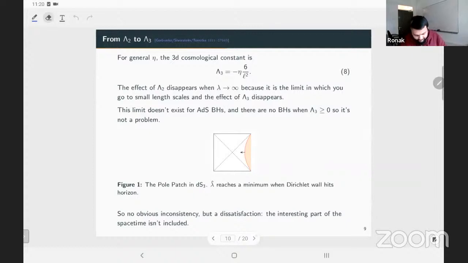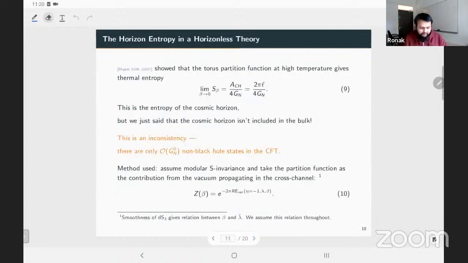But this was the situation for a while, till this paper by Vasudev Shyam came out, which found an actual inconsistency, where he showed that the torus partition function of the de Sitter theory at high temperature gave us a thermal entropy. It gave us the Gibbons-Hawking entropy. So we have a theory without a cosmic horizon, which has the entropy of the cosmic horizon.